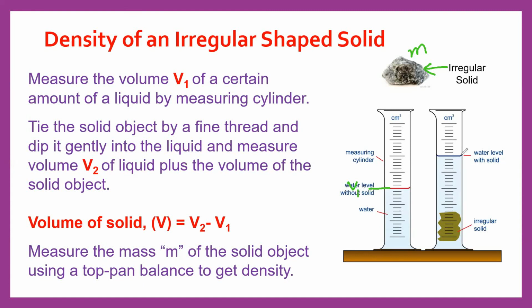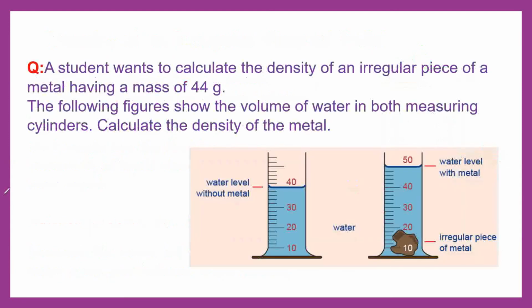So here is a V2 for the object and for the liquid. Then we can use the relationship V equals V2 minus V1 to calculate the volume of the solid. In this question, we can practice how to calculate the density of an irregular object. A student wants to calculate the density of an irregular piece of a metal having a mass of 44 grams. The following figure shows the volume of the water in both measuring cylinders. Calculate the density of the metal.